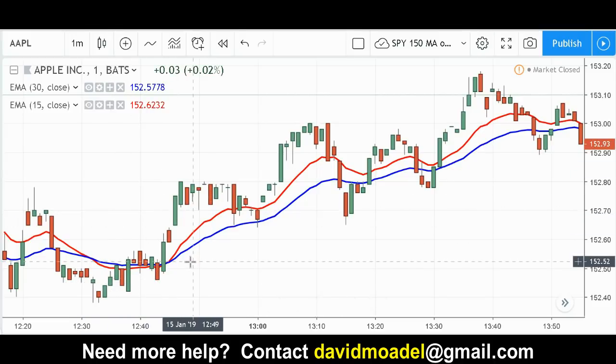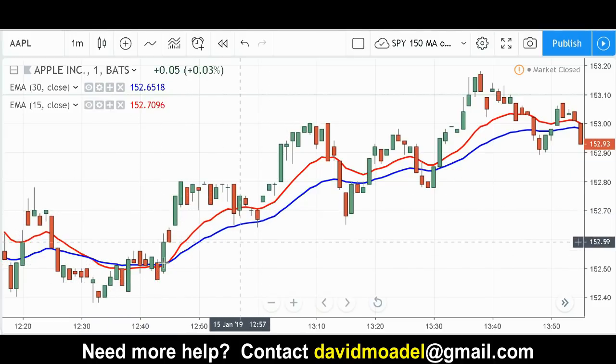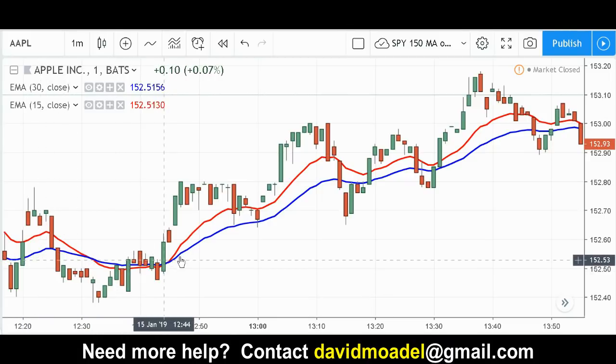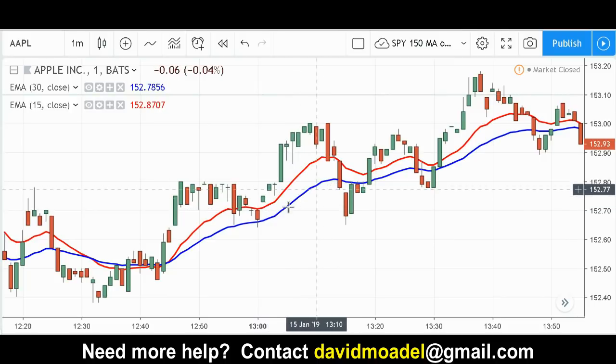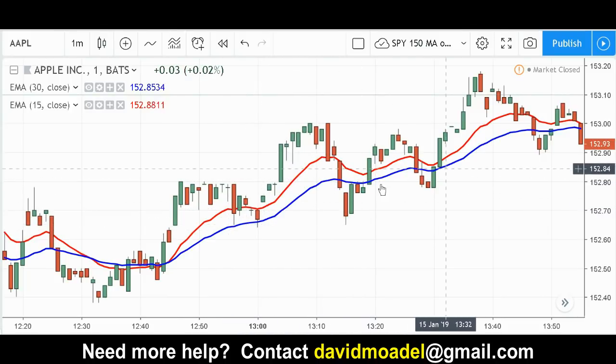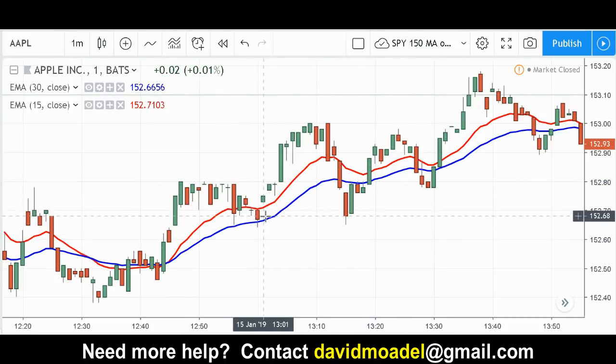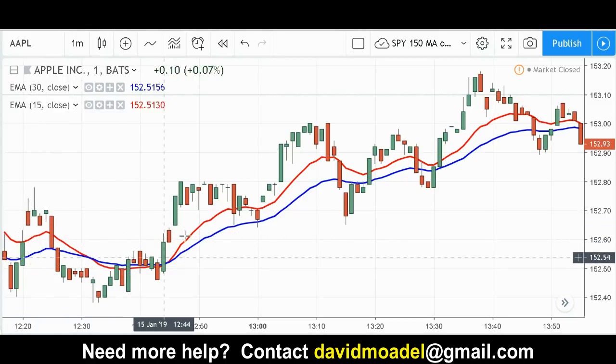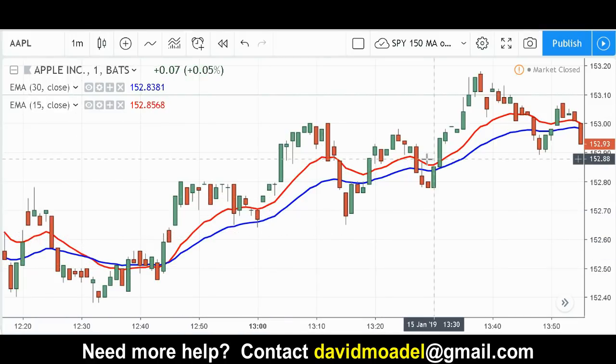All right, so I've got the slower moving average up here, which is the 30-period exponential moving average, and that's blue here. That's the blue line. That's the slower moving average. And then I've got another moving average, which is a faster one, which is the 15-period exponential moving average, and that's red, the red line, okay?